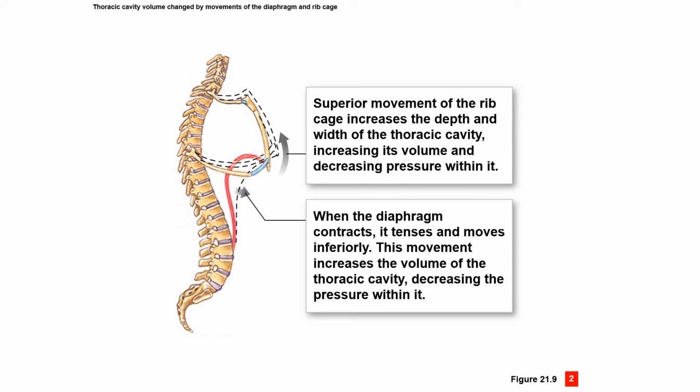When the diaphragm contracts, it's going to tense and move inferiorly. This movement, again, will increase the volume of the thoracic cavity, decreasing the pressure within it. All of these actions are going to occur during inspiration.